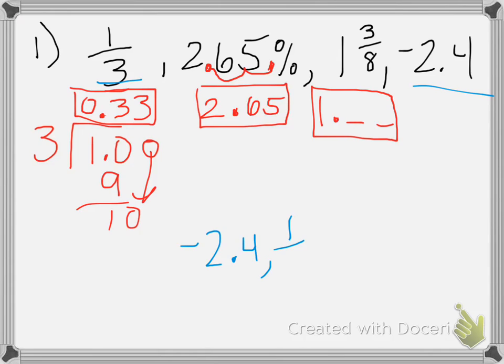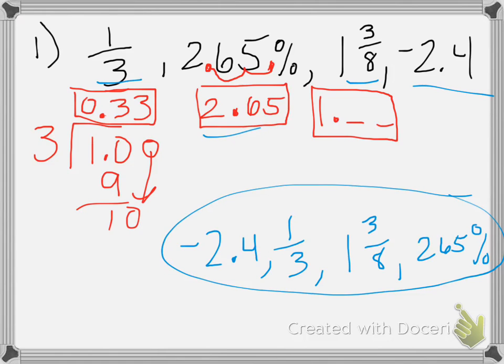Then we can look, okay, the next one's going to be 33 cents. If we looked at it that way, it would be 1/3. And then the 1 3/8 is definitely smaller than 2.65. And then finally, the 265%. So there's number 1. Took 3 minutes.